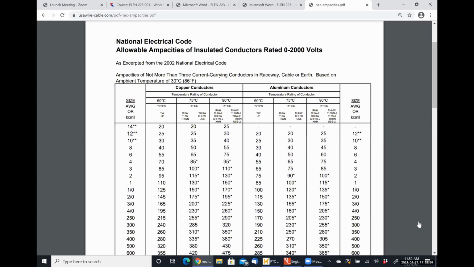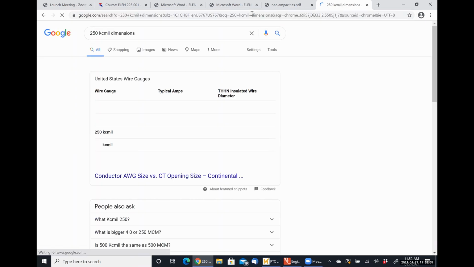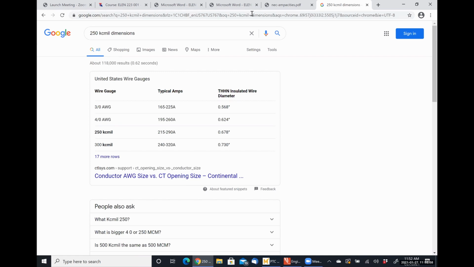So a kcmil cable, well, I'm trying to think of the best way to put this. Let's see if we can see the dimensions. 250 kcmil dimensions. The insulated wire diameter is 0.678 inches. So this cable is almost 3/4 of an inch thick. But we technically haven't done enough here because we don't have any real safety factor built in as well, right?